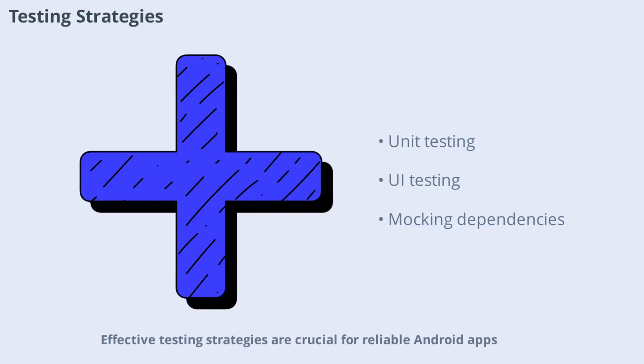Effective testing strategies are crucial for reliable Android apps. Use unit tests for business logic, UI tests for user interactions, and integration tests for end-to-end scenarios. Leverage frameworks like JUnit, Espresso, and Mockito. Modern testing approaches include mocking dependencies, testing view models, and using dependency injection for testability. Regular testing ensures app stability, reduces bugs, and accelerates development.